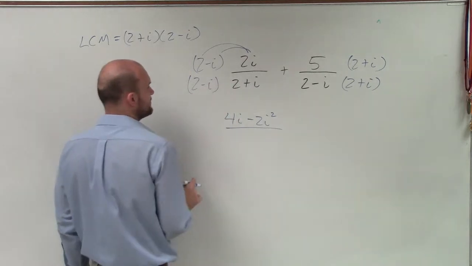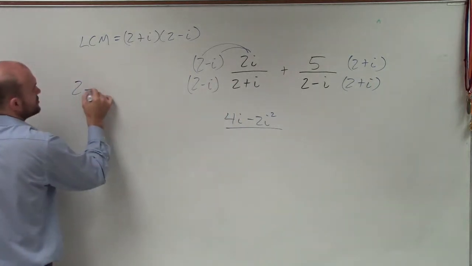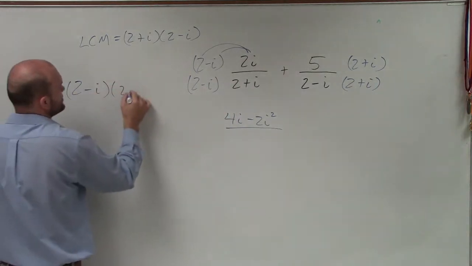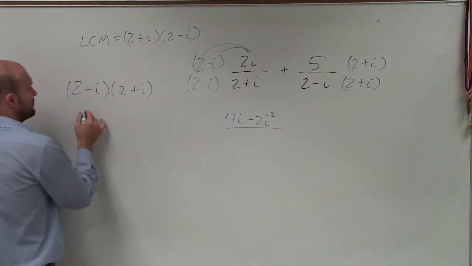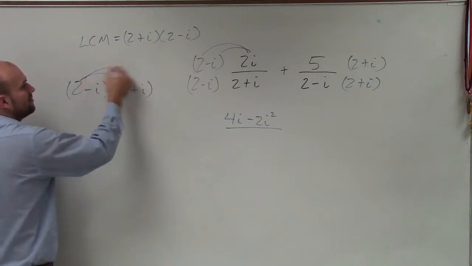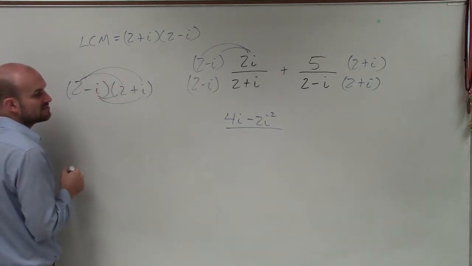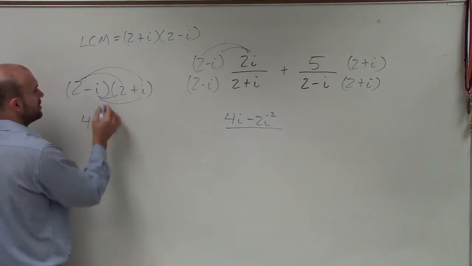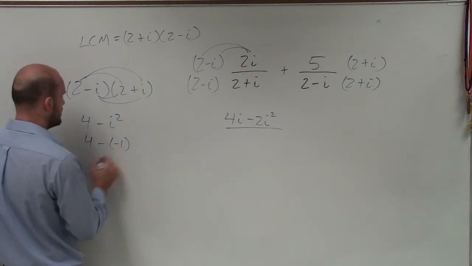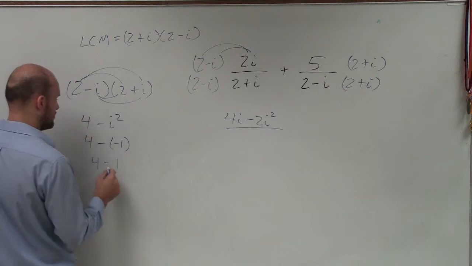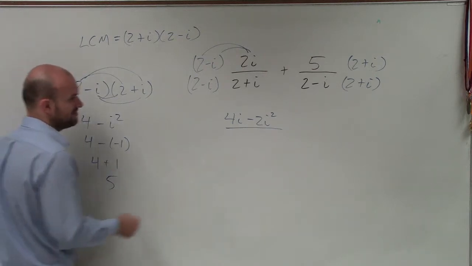Now this is a difference of two squares. Let's go and multiply this out: 2 minus i times 2 plus i. Notice it's the same multiplication product on both sides. If I do FOIL, I notice that my middle terms are going to cancel out. So 2 times 2 is 4, and i times i with the negative sign is a negative i squared. But remember, i squared equals negative 1. So it's going to be 4 minus negative 1, or 4 plus 1, which will be 5.